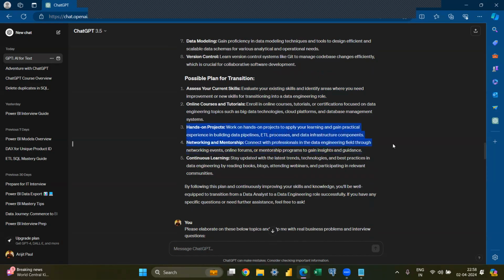See, point number three is important, hands-on projects. Work on hands-on projects to apply your learning and gain practical experience in building data pipelines, ETL processes, data infrastructure components. This is very important because hands-on projects will give the manager or the supervisor an understanding that you are really interested, you are passionate. It's just that you haven't been able to land this role previously. You do have that skill and that ability. Hands-on projects are very important to build that.